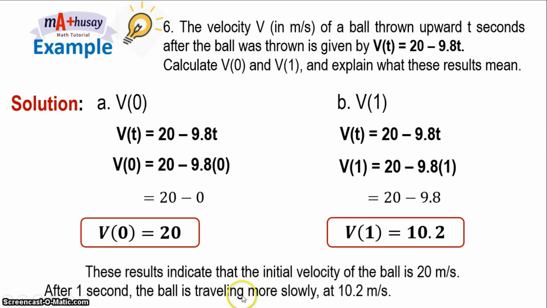So, anong ibig sabihin ng mga results na ito? These results indicate that the initial velocity of the ball is 20 meters per second. So, after 1 second, the ball is traveling more slowly at 10.2 meters per second.